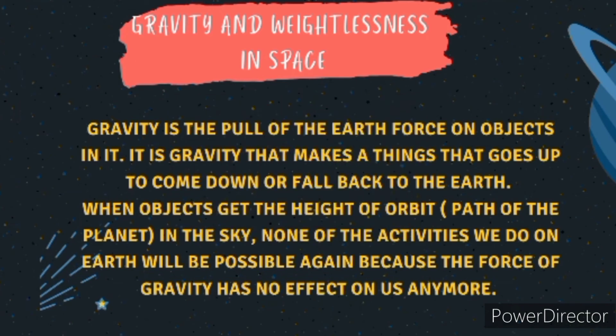So many of the activities we carry out, like walking, sitting, picking up things from the ground, are possible because of gravity. So here's the story. When objects get to the heights of orbit in the sky, none of these activities we do on Earth will be possible again because the force of gravity has no effect on us anymore. So this is the stage of weightlessness, where the pull of gravity has no effect at all in space. So for example, when a spacecraft gets to the orbit, everything inside it appears to be weightless, as if it's light. You understand? So anything or anyone that is not tied down will float.